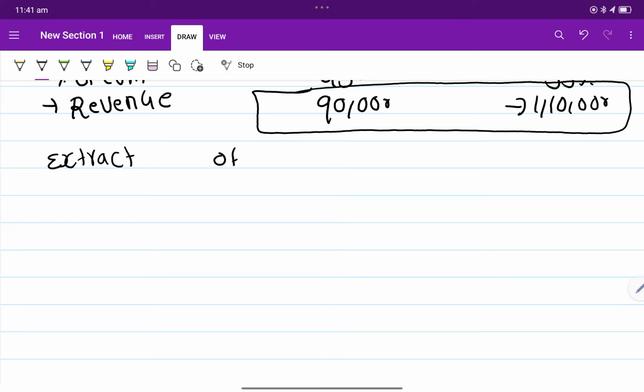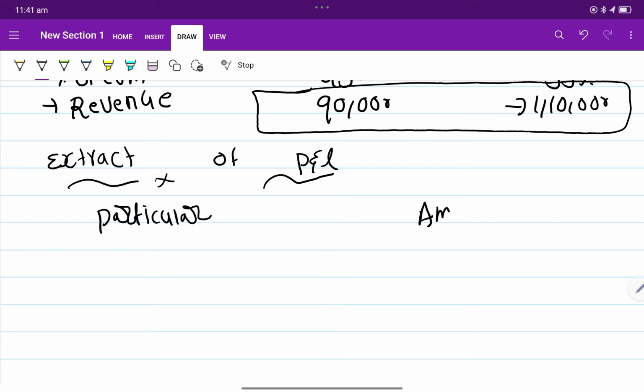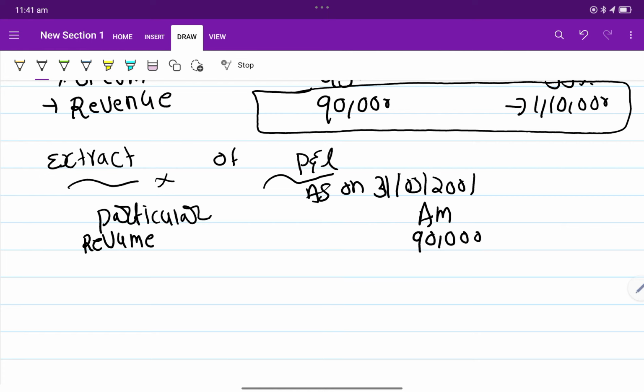So the extract of profit and loss account. What will you write? Particulars, amount. This is with respect to the first year. Profit and loss account as on 31st March 2001. What will you write? Revenue. How much? 90,000. So the total revenue is 90,000 in the first year.